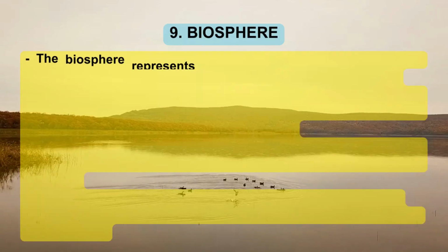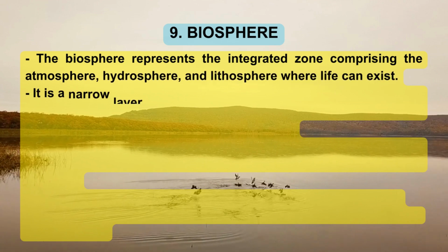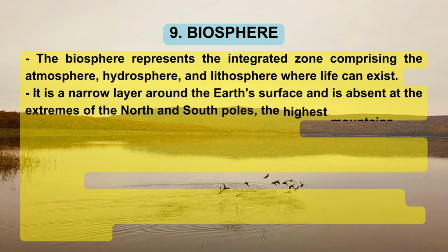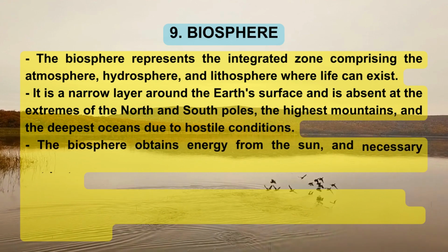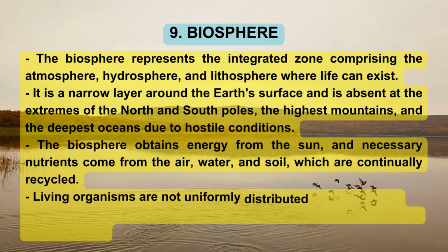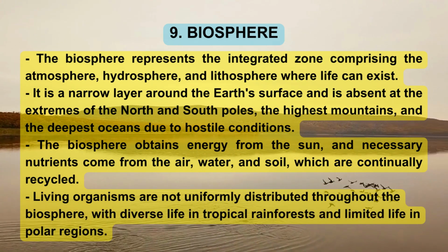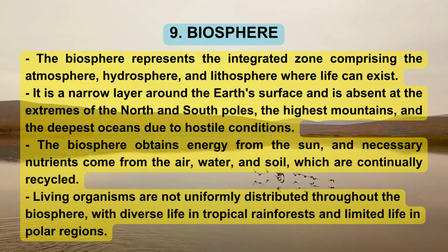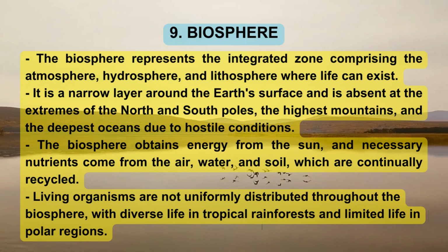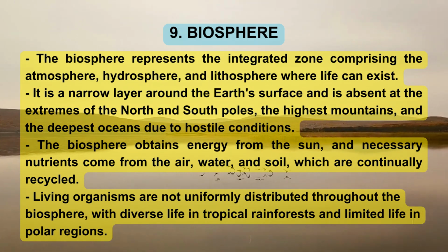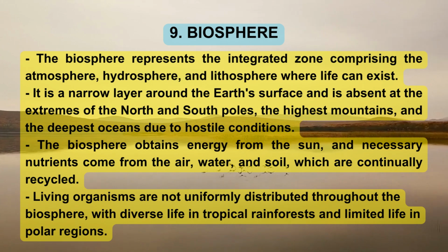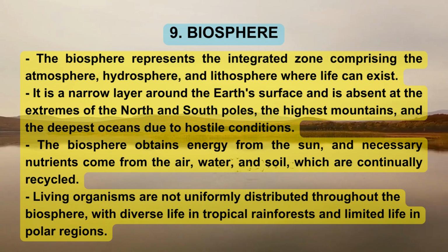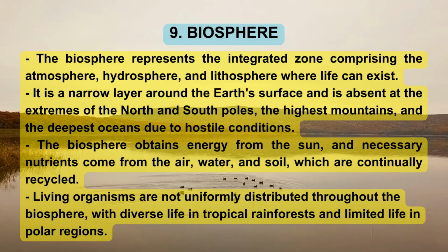9. Biosphere. The biosphere represents the integrated zone comprising the atmosphere, hydrosphere, and lithosphere where life can exist. It is a narrow layer around the Earth's surface and is absent at the extremes of the North and South Poles, the highest mountains, and the deepest oceans due to hostile conditions. The biosphere obtains energy from the sun, and necessary nutrients come from the air, water, and soil, which are continually recycled. Living organisms are not uniformly distributed throughout the biosphere, with diverse life in tropical rainforests and limited life in polar regions.